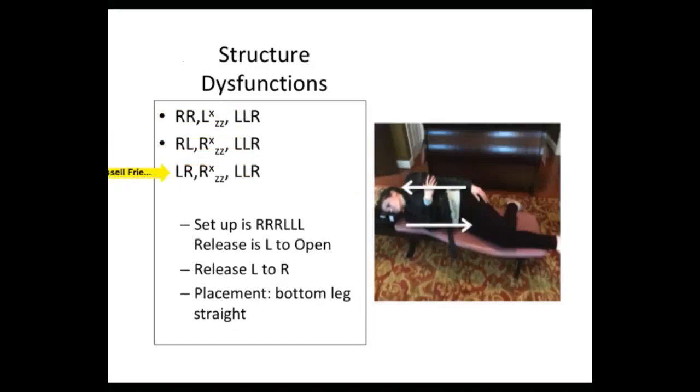Because you're going to set this up as right, left, okay? Which means some structure is wrong, okay? Even if you decided to set this up as left, right, you'd set up on the opposite side, but you would still have the bottom leg straight. Fair enough? Because you're trying to release a structural dysfunction.